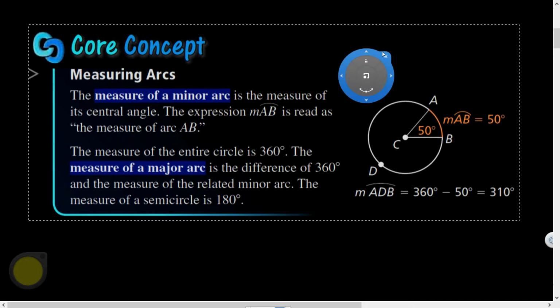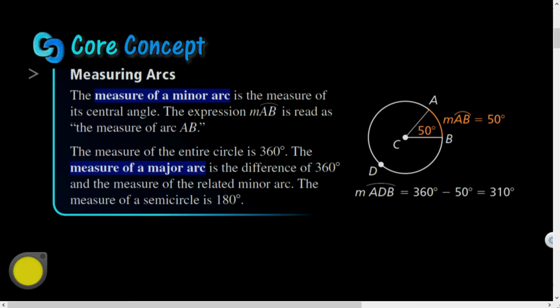So, here we go. Measuring arcs. The measure of a minor arc is the measure of its central angle. So you measure arcs by their degrees. The measure of arc AB is labeled with a little m in front, and that little m, just like we used to put an m in front of an angle sign, is read as the measure of arc AB.